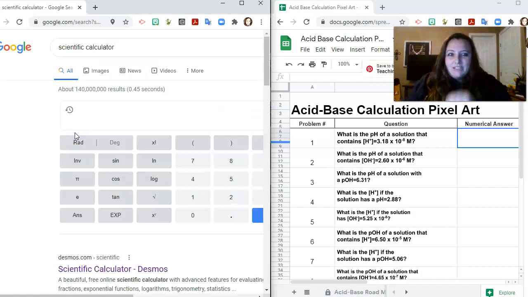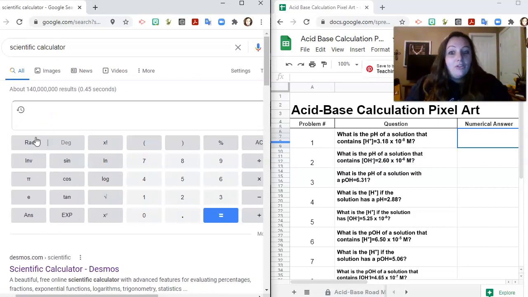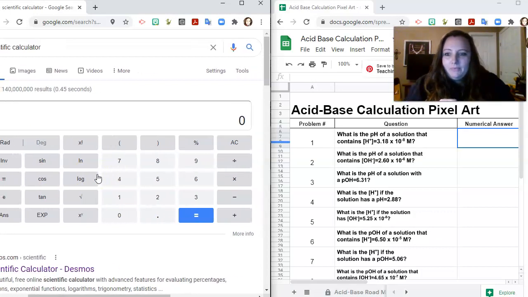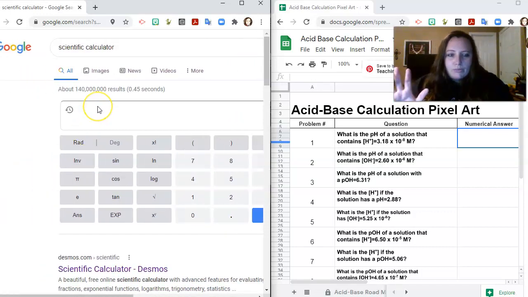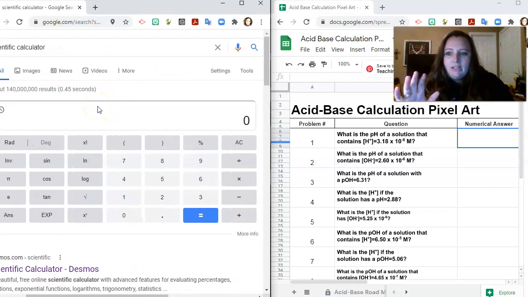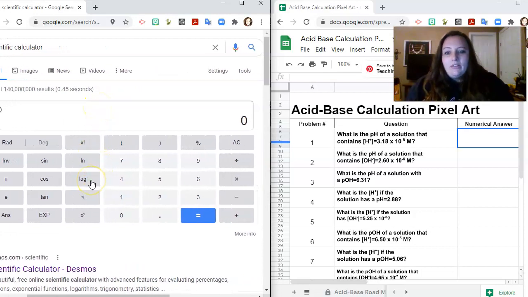Now, logarithms is just a fancy way of saying if I was to take the logarithm of something, I am taking the foundation. Now, you don't need to know that, okay? It's just something that you need to know that there's a button on a calculator for. So you're going to use log for logarithm, okay? So here's the scientific calculator. It's one of the first results that pops up. I'm going to split screen that there, and I want to make sure that I can see log.